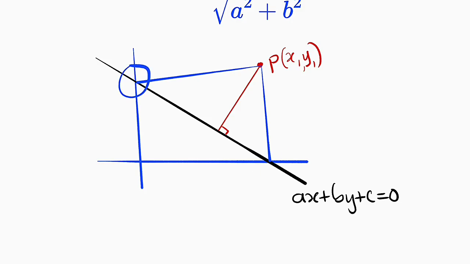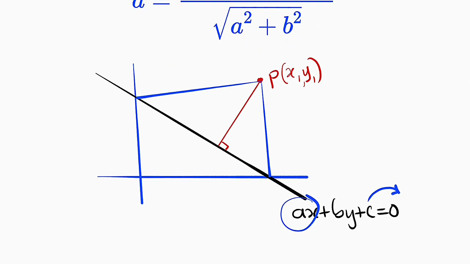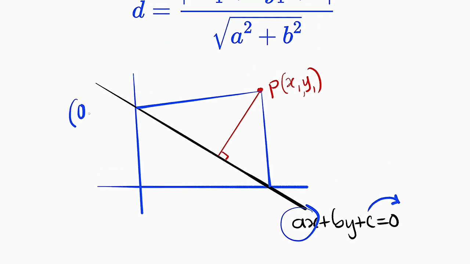The coordinate here, which is the y-intercept, is the value of y when x is 0. So you can simply set x equal to 0 here. By setting x equal to 0, the whole of this term will vanish. You only have by plus c equal to 0, and the moment you take c to the right, it becomes negative, and y will be minus c divided by b. So if x is 0 here, then y will be negative c divided by b. Let's call this point E.